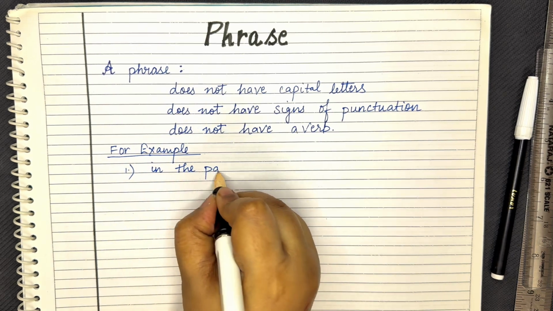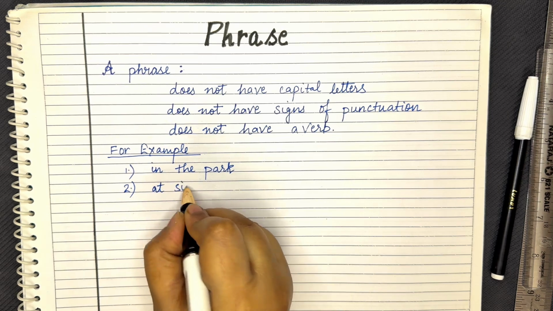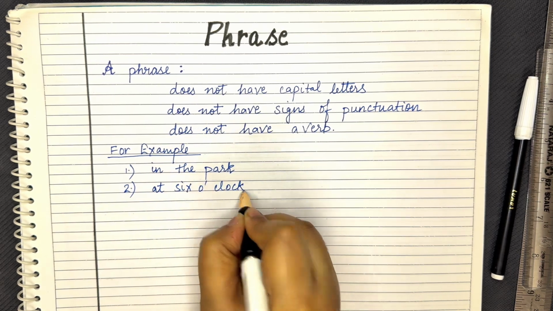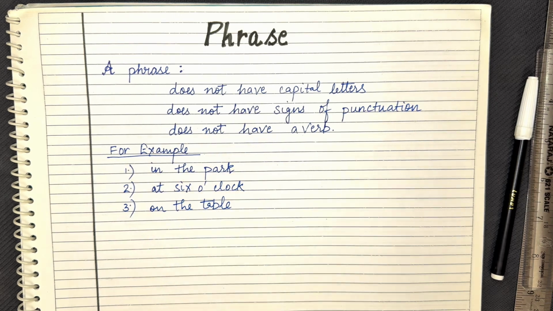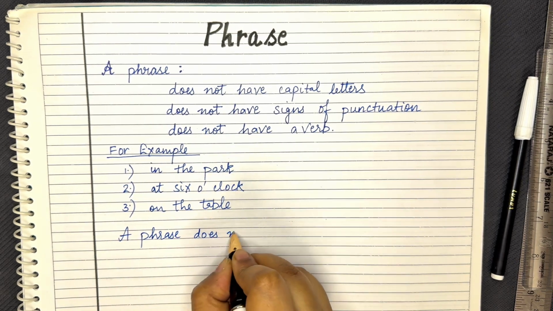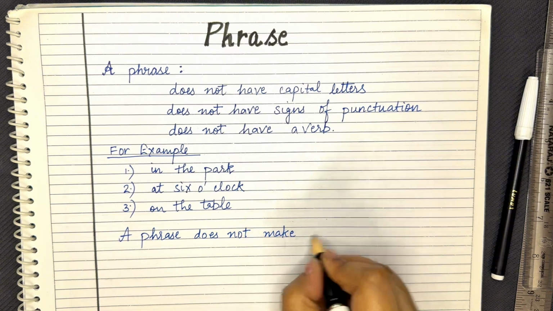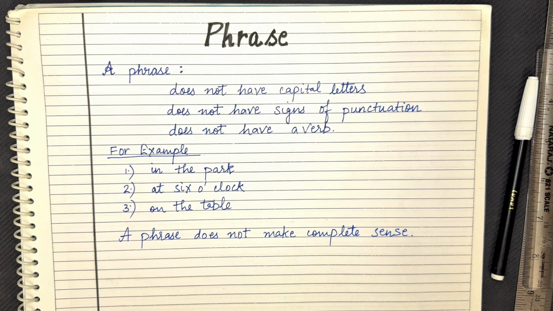In the park. At 6 o'clock. On the table. All these three phrases do not have capital letters, they do not have signs of punctuation, and they do not have a verb. Therefore, a phrase is different from a sentence and it does not make complete sense.